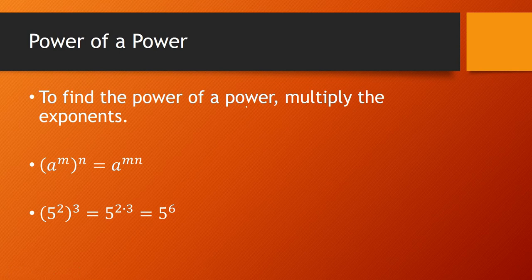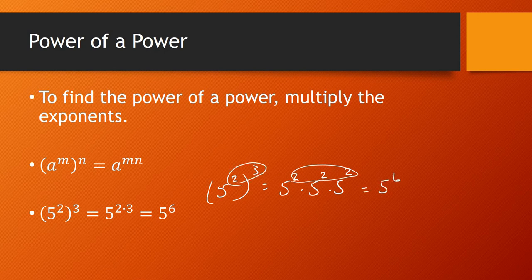To find the power of a power, multiply. So a to the m to the nth is a to the mn. 5 squared and then cubed is 5 to the 6th. Let's look at why this one works. 5 squared cubed. To cube something means to multiply it by itself 3 times. Now if I go back to my rule from a minute ago, 2 plus 2 plus 2, or 2 times 3 is 6. Okay, so power raised to a power, we multiply.